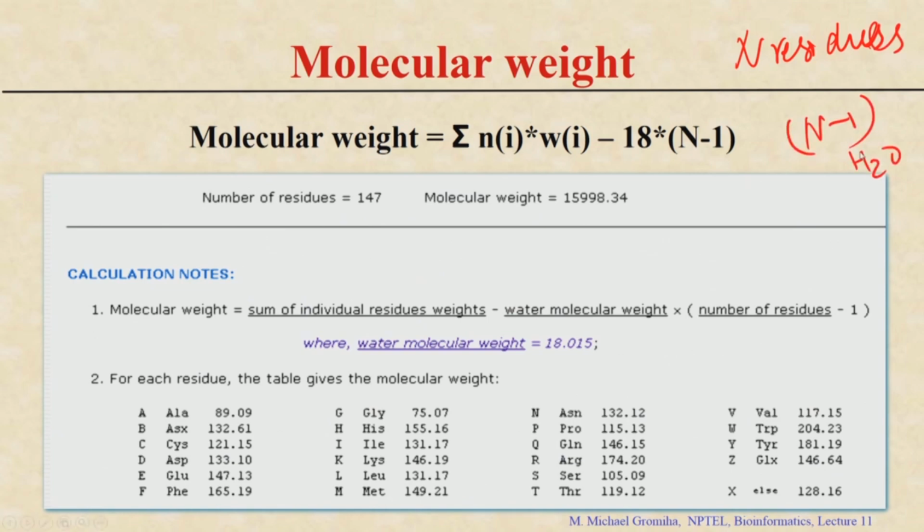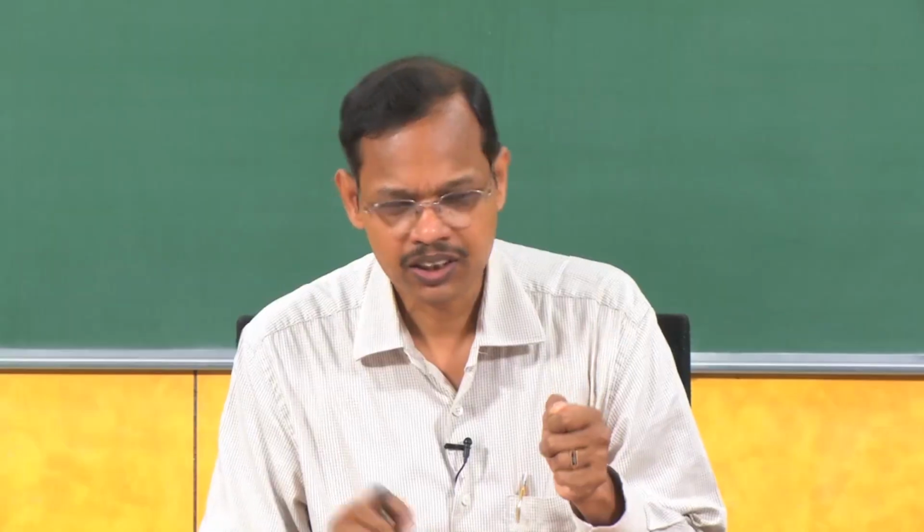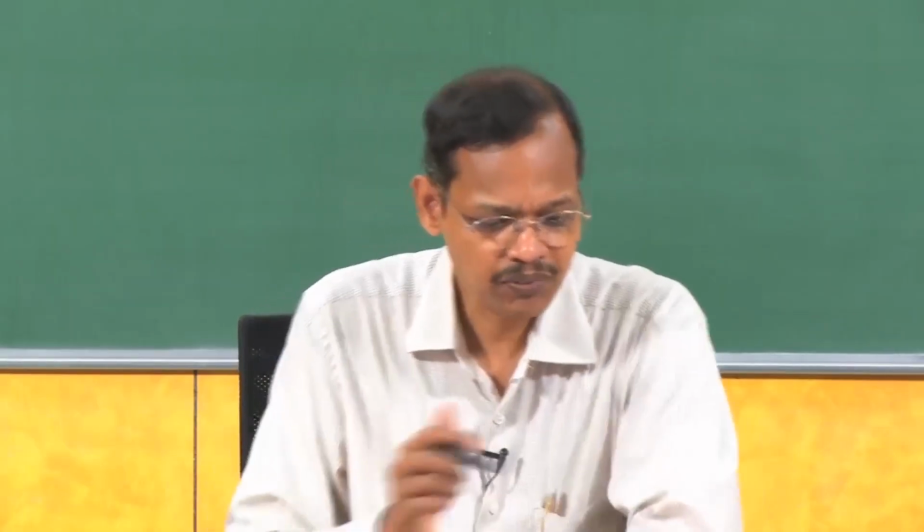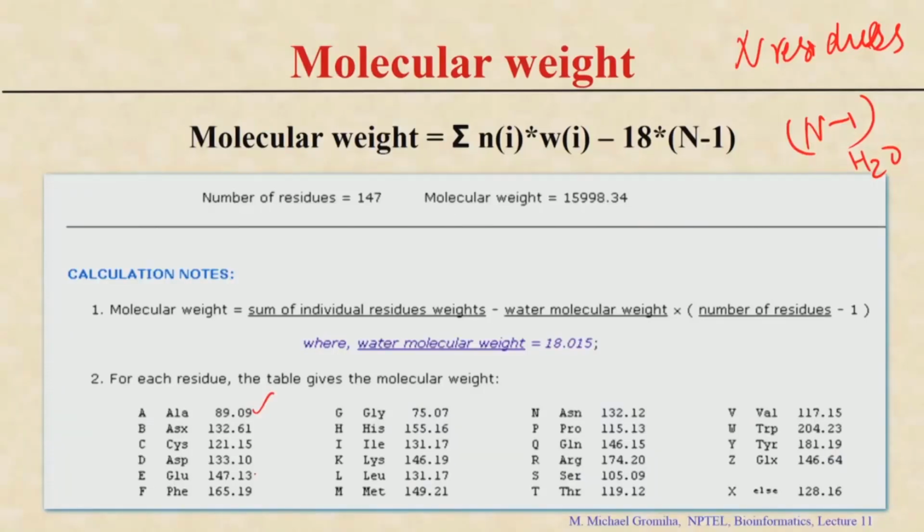So, in this case, if you want to calculate the molecular weight of a sequence, for each residue we know the molecular weight. For example, alanine is 89, glutamic acid 147, methionine 149, tryptophan 204 and so on. We know the values. So, we have a sequence. For example, this is a sequence.